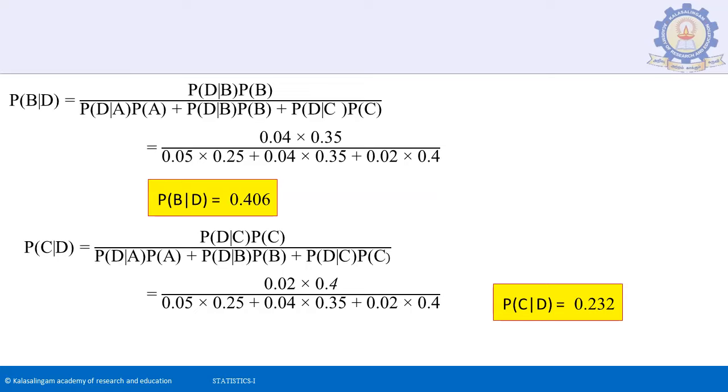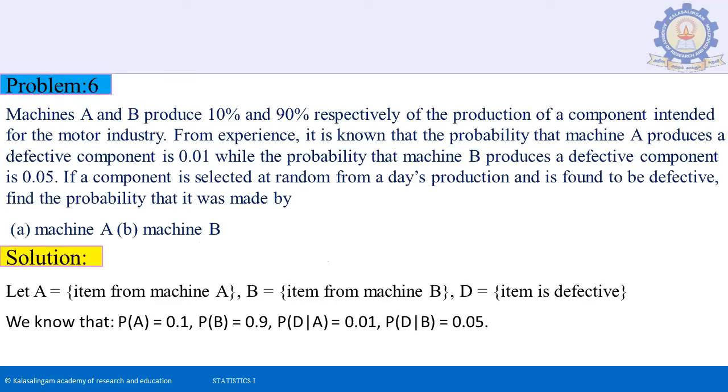Second one, the bolt from C: the probability of C given D is equal to P of D given C into P of C, divided by P of D given A into P of A plus P of D given B into P of B plus P of D given C into P of C. Substitute the values and you will get the answer. The probability for machine C will be 0.232.